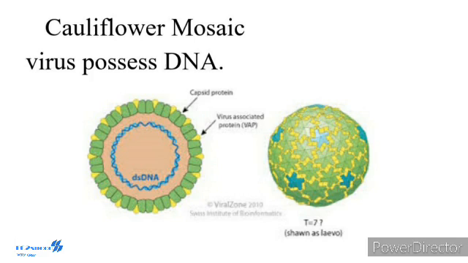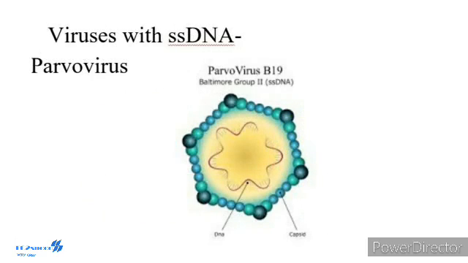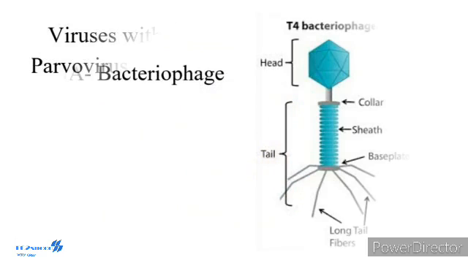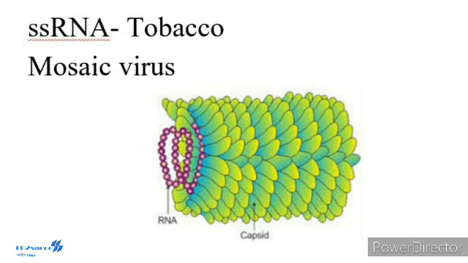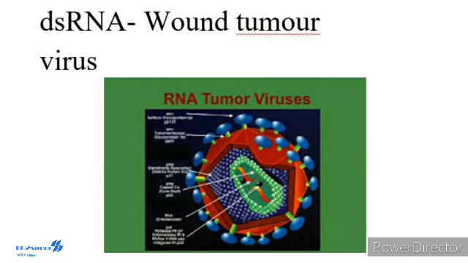On the basis of the nature of nucleic acid, viruses are classified into 4 categories. They are viruses with single stranded DNA, parvoviruses; double stranded DNA, bacteriophages; single stranded RNA, tobacco mosaic viruses; and double stranded RNA, wound tumor virus.